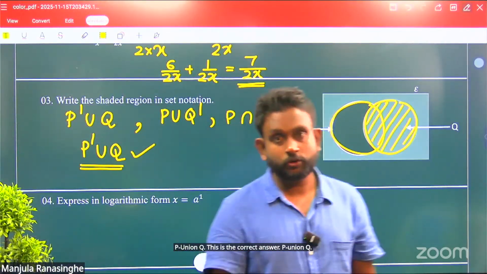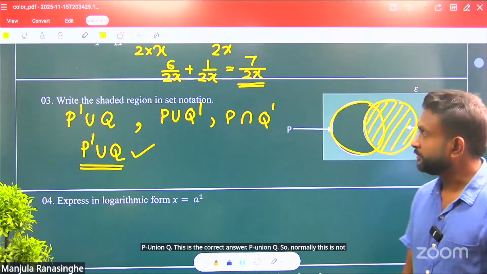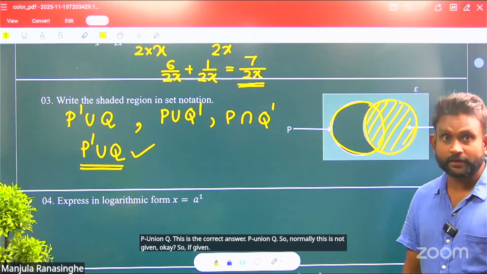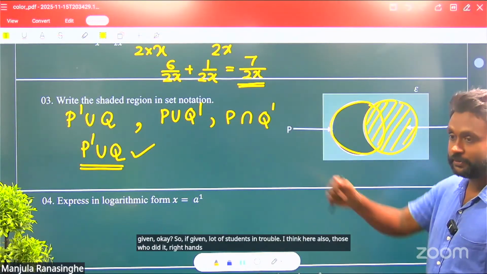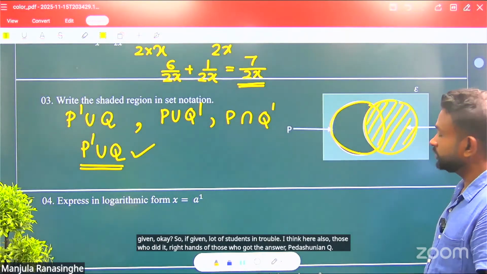Normally this is not given in the exam, but if it is given, a lot of students get into trouble. I think those who did it, hands up those who got the answer. P dash union Q. Union should be there.